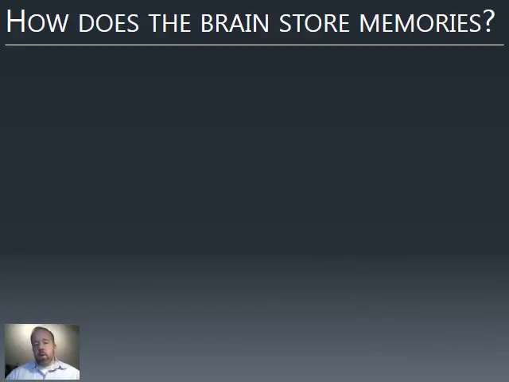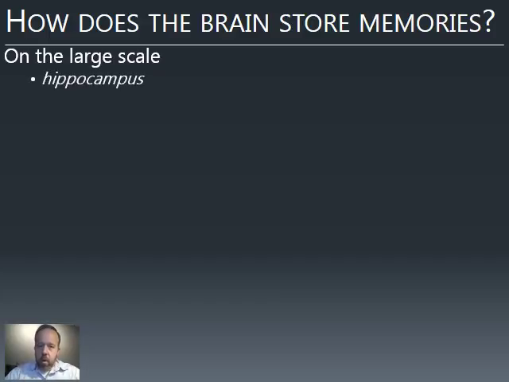So in long-term storage, the question is, how does the brain store memories? How and where? On the large scale, that is looking at the scale of the brain itself, the most important part of the brain seems to be the hippocampus. Now, it's not the case that the hippocampus is important for all forms of memory. We'll talk about the different kinds in a bit. But the hippocampus is perhaps the most important structure for certain kinds of memory, and it's certainly the most heavily studied.